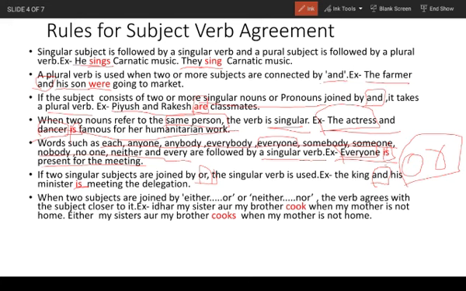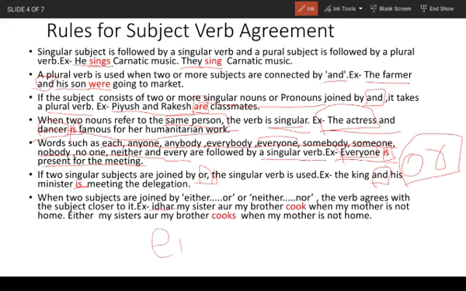So when we join two subjects with either-or or neither-nor, the subject that is closer to the verb is the one it agrees with. Suppose the subject is plural, at that time the verb would be plural. Suppose it is singular, the verb would be singular. Like, either my sister or my brother cook when my mother is not home.